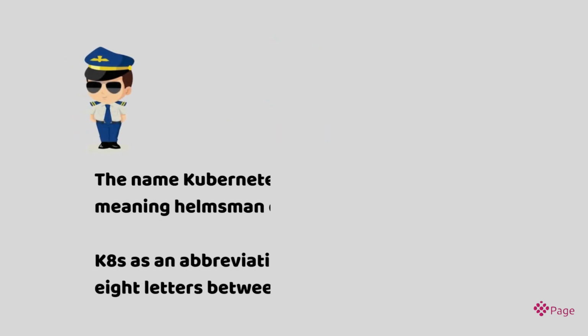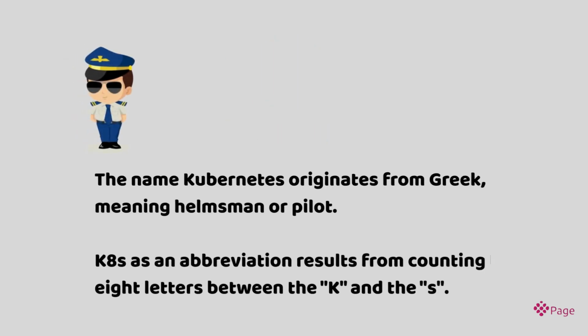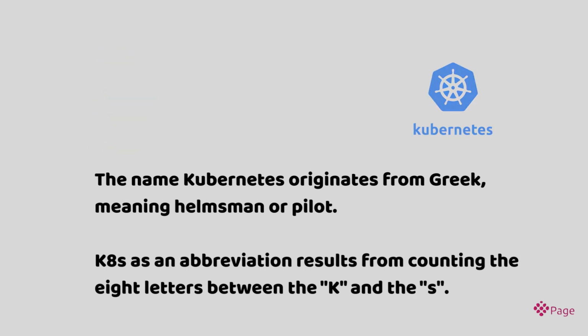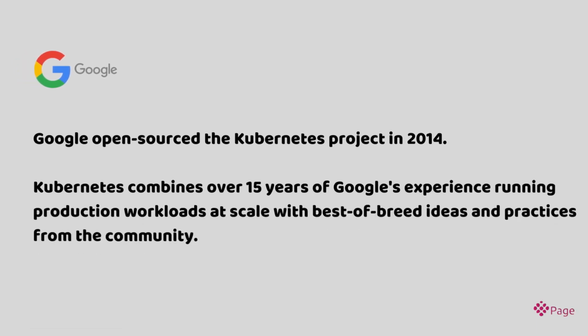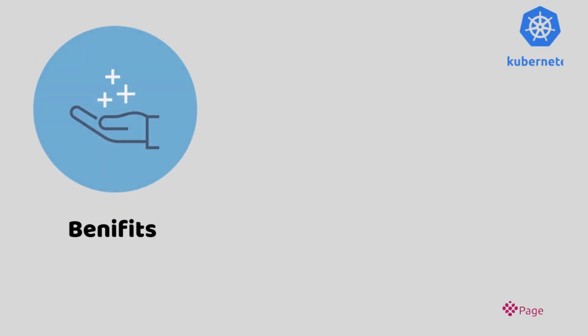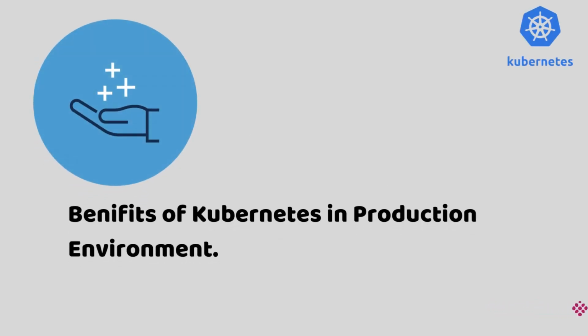The name Kubernetes originates from Greek, meaning helmsman or pilot. K8s as an abbreviation results from counting the 8 letters between the K and the S. Google open-sourced the Kubernetes project in 2014. Kubernetes combines over 15 years of Google's experience running production workloads at scale with best-of-breed ideas and practices from the community. Benefits of Kubernetes in production environment.